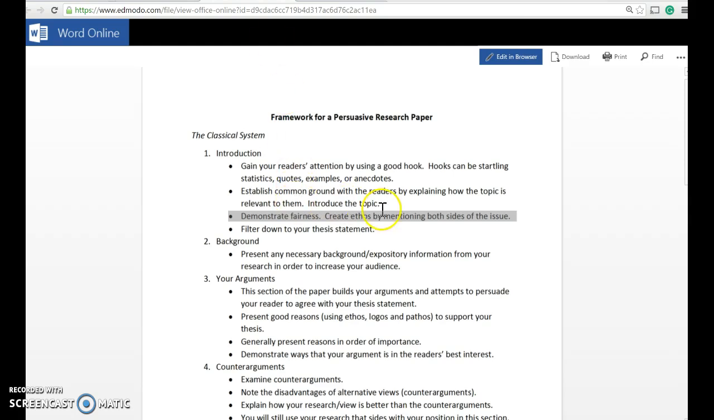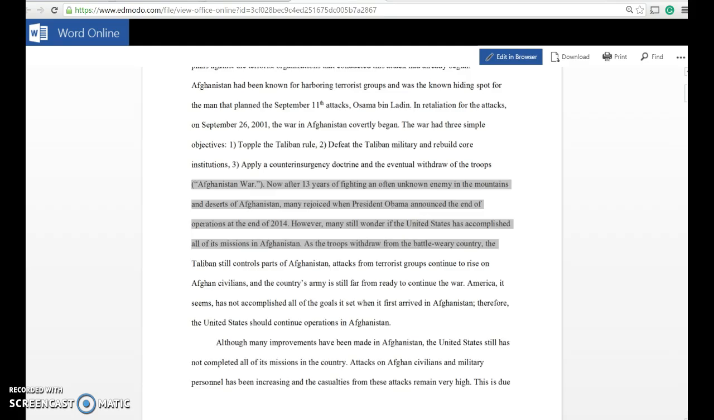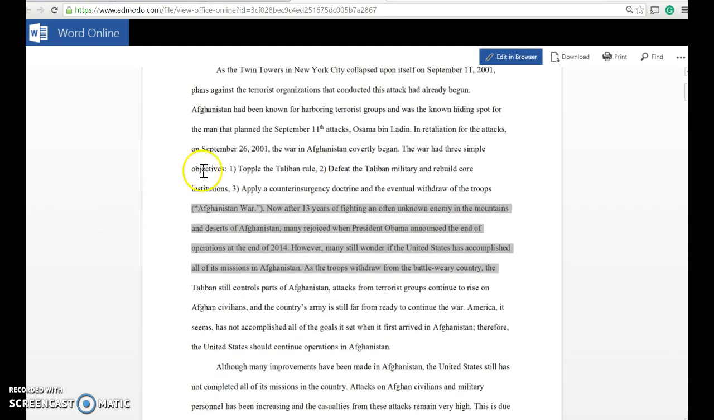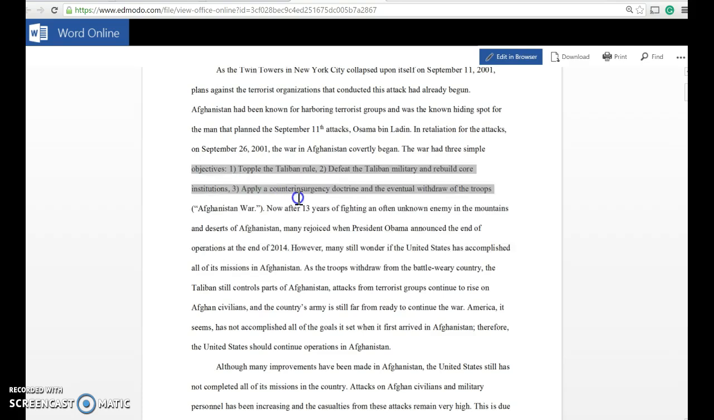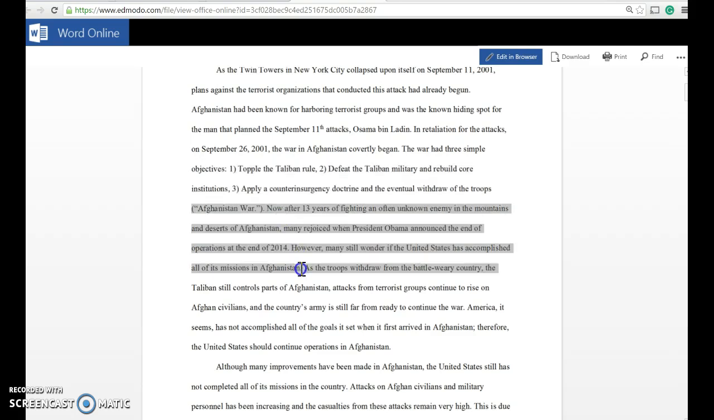Okay, so far we can see that he's done a nice job getting us hooked into this particular paper by giving those terrible images of the World Trade Center buildings falling. And then from there, he also gives us a sense of immediacy with his introduction. From there, he introduces common ground to the reader by explaining the strategy for our involvement and presence in Afghanistan. And then after that, he gets into the opposing viewpoints before he starts to filter down.